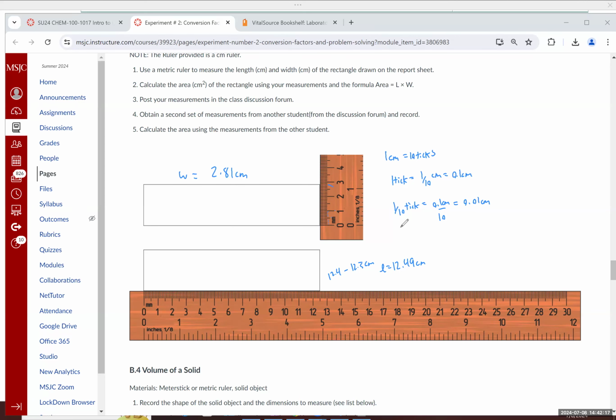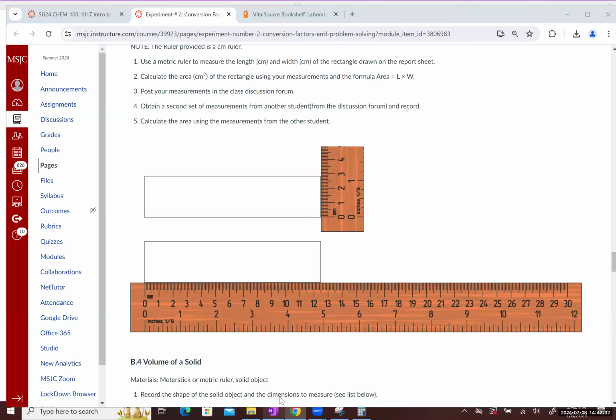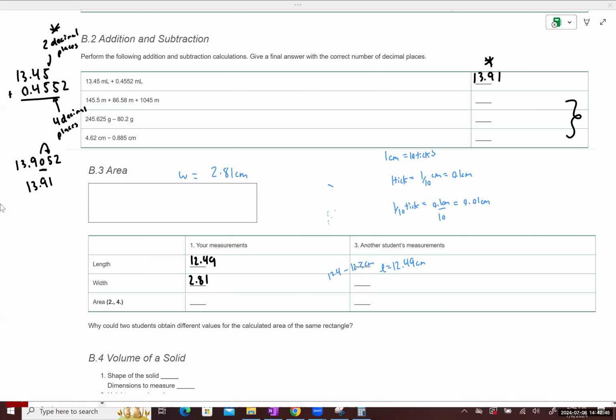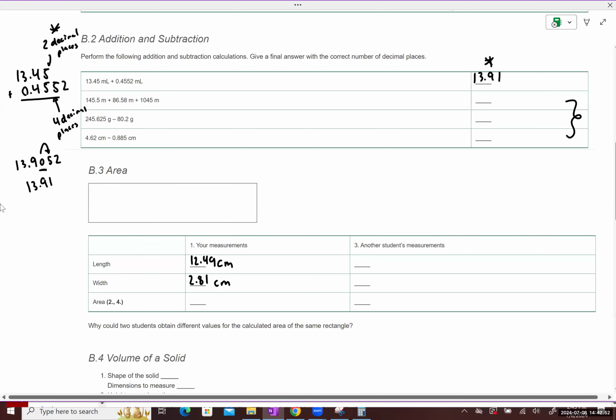Okay, so now that we have these values, let's transfer them to our notebook. So let's go to the notebook that we have prepared. So the length was 12.49. The width was about 2.81. Let me just check. Yep. Okay, I recorded everything correctly. Now let's include the units of centimeters.